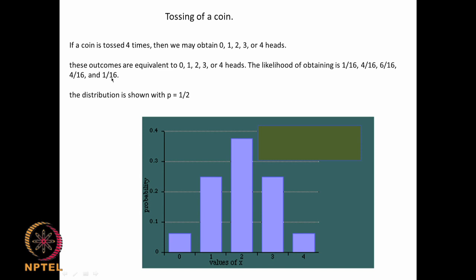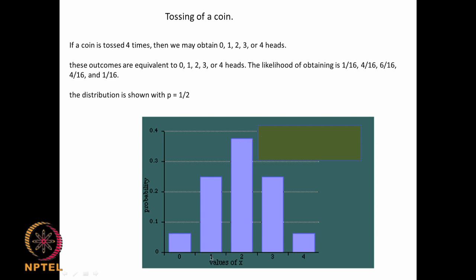How do we get this? In the next slide, I will show you the formula. So this is how the distribution will look like. So I toss the coin 4 times. So obviously, getting 2 heads, 2 tails is most probable. How to get this number of 6 by 16? I will tell you in the next slide.